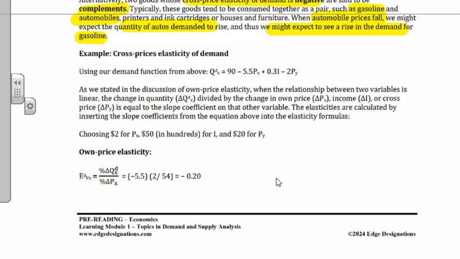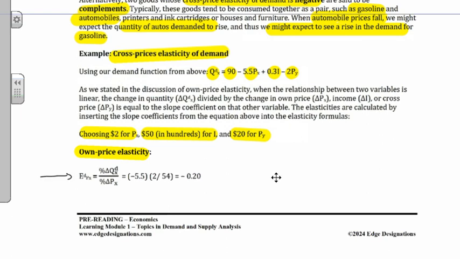We have a look at our example over here. Cross price elasticity of demand. Using the demand function which we had before, the quantity of X, and there are all my numbers over there: the price of X, income, and the price of Y. Everyone comfortable with that? Let's say, for example, I choose my price of X to be $2, income $50, and $20 for the price of Y. When I now substitute all of that into my own price elasticity, and why do I call it own price elasticity? Because it's for the quantity of X over the price of X, and always look at your equation to see where you're working, guys. I get minus 0.20.